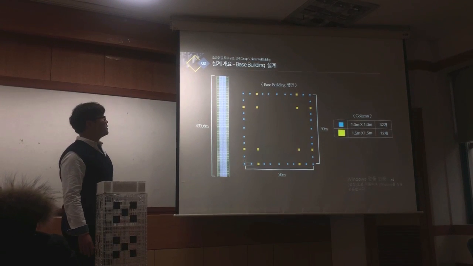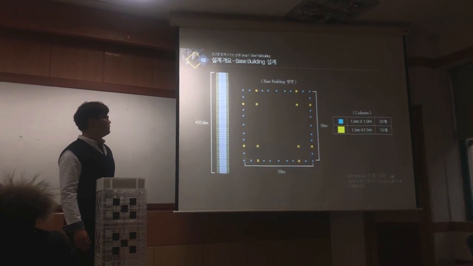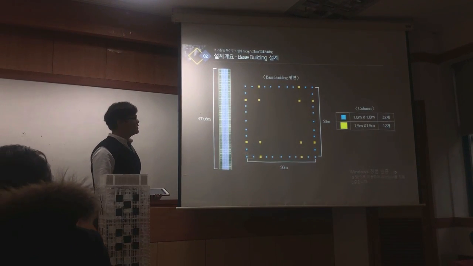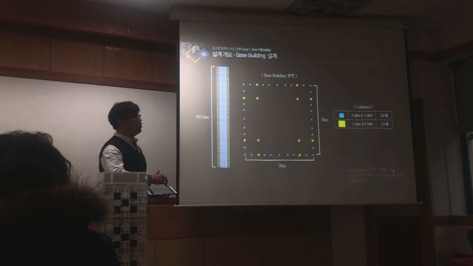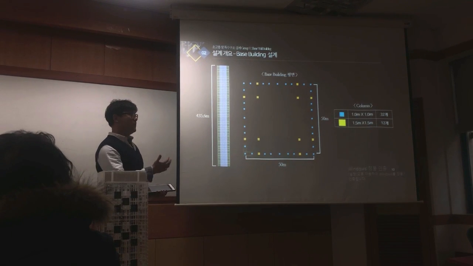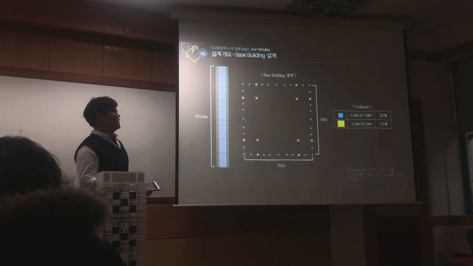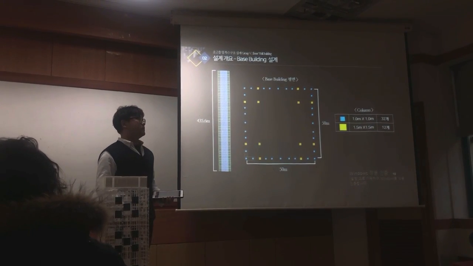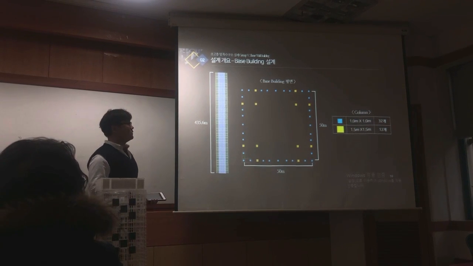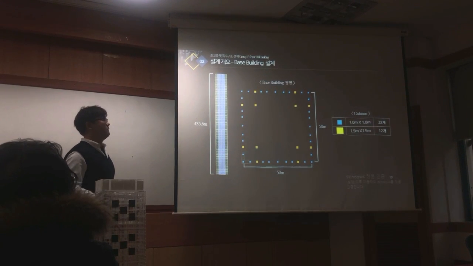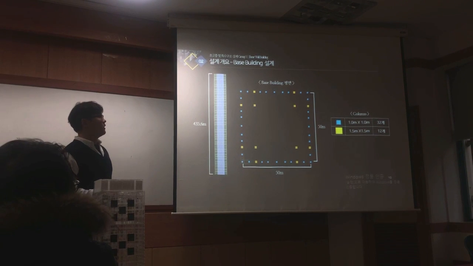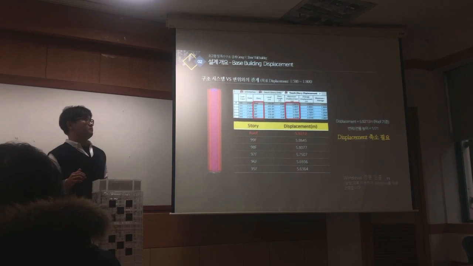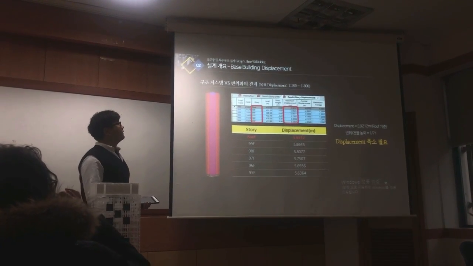please. And these two colors are columns, and these blue columns are just small columns. There's no big difference, but just size is different. So the blue columns size is 1 by 1, and it has 32. And yellow columns are 1.5 meters by 1.5 meters, and we have 12 columns. Next, please. And based on that, we just build buildings.